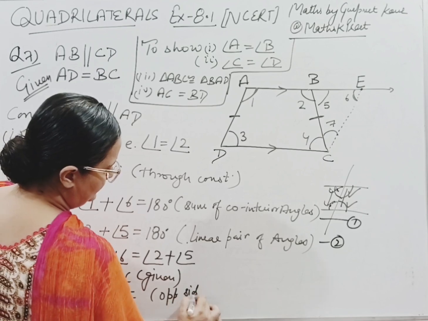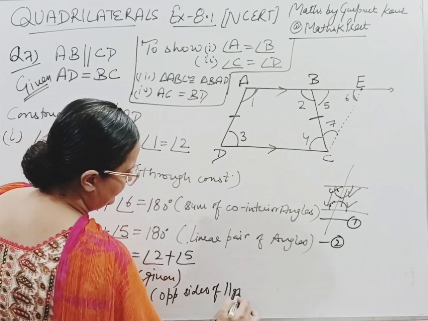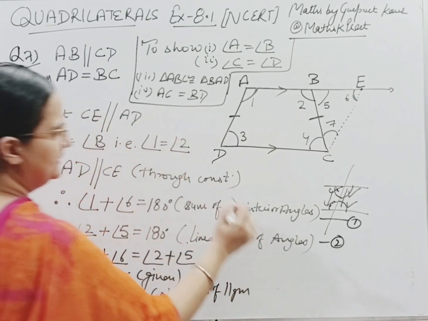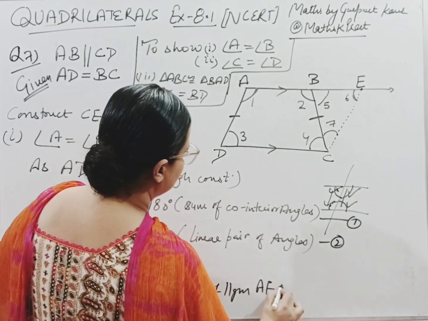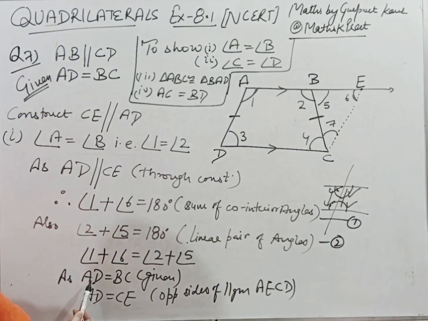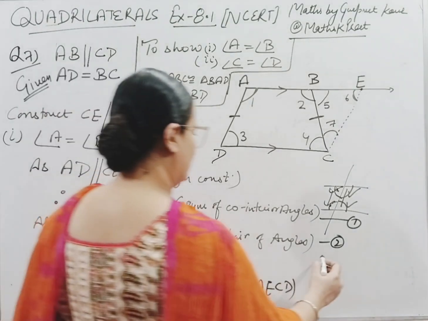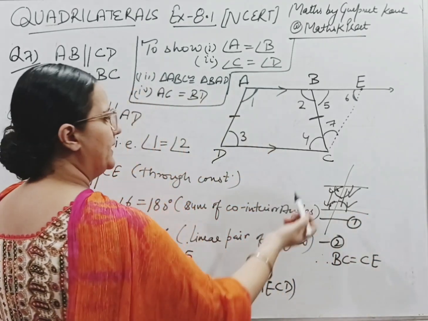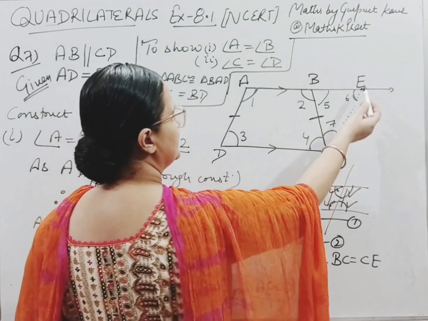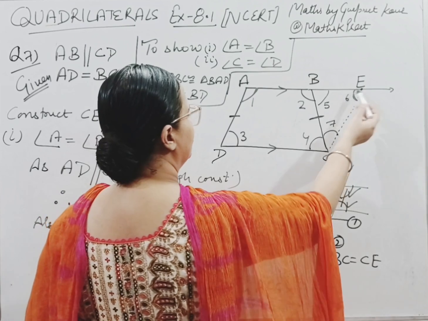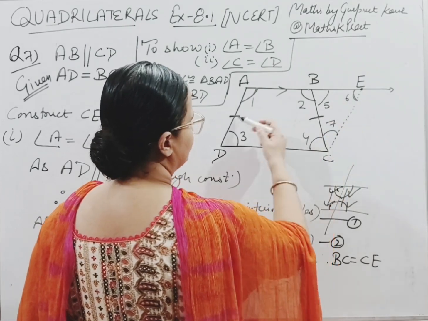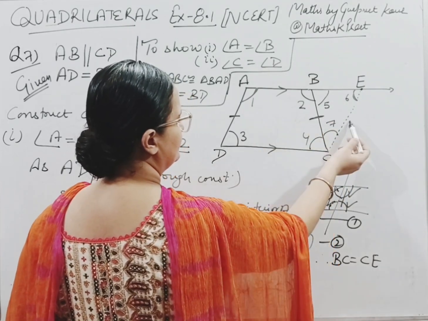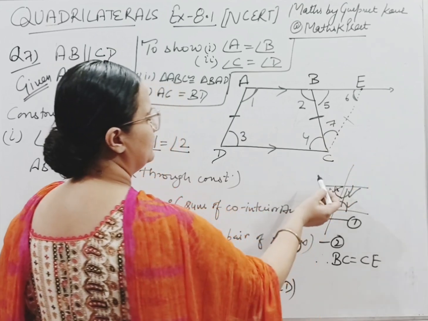The reason: opposite sides of a parallelogram, name the parallelogram AECD. So from here AD is equal to BC, and AD is equal to CE. So I can make these two sides equal. Therefore BC is equal to CE. This is a triangle, and two sides are equal, this side is equal to this. Therefore these two sides are equal now.